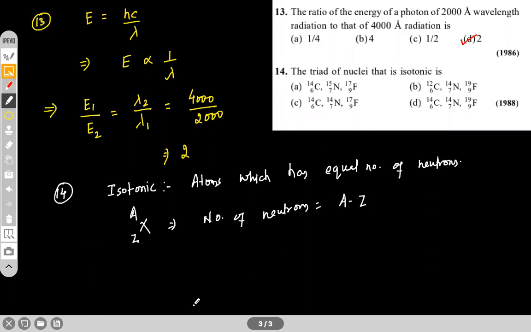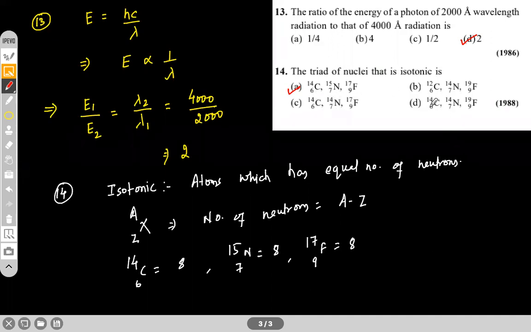Let us use this formula here. For carbon 14C6, the number of neutrons is 8. For 15N7, the number of neutrons is 8. For 17F9, the number of neutrons is 8. So we are getting A as the correct option here. Isotonic means equal number of neutrons. If you look at the other options, 14 minus 7, 7, not possible. Hence D is also not possible. So option A is correct in this one. Isotonic is equal number of neutrons.